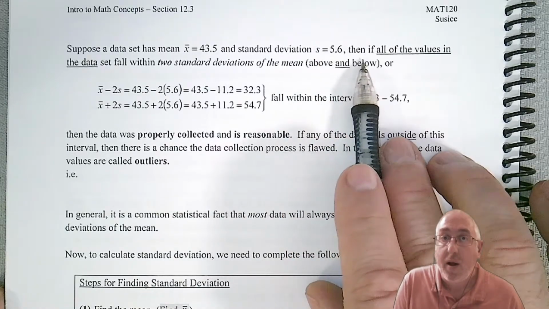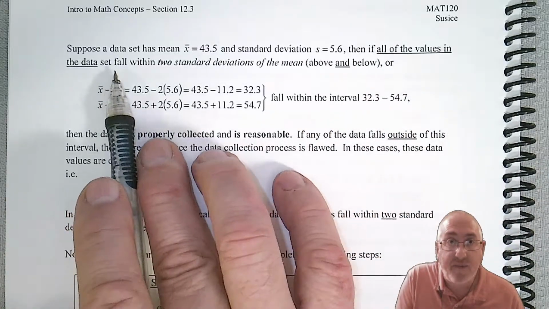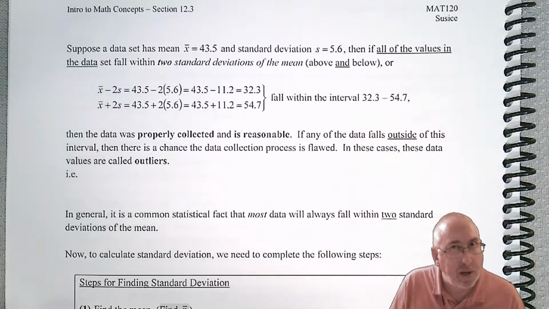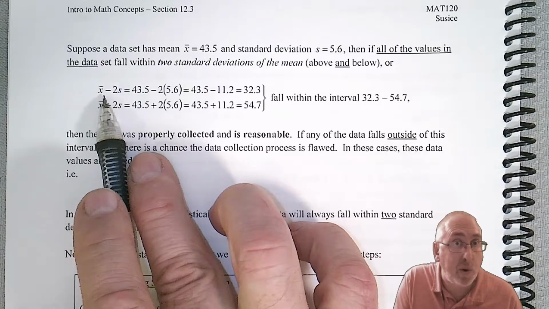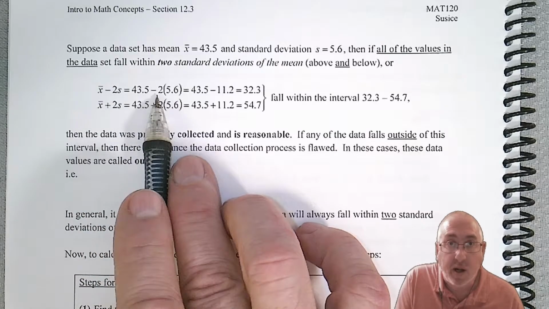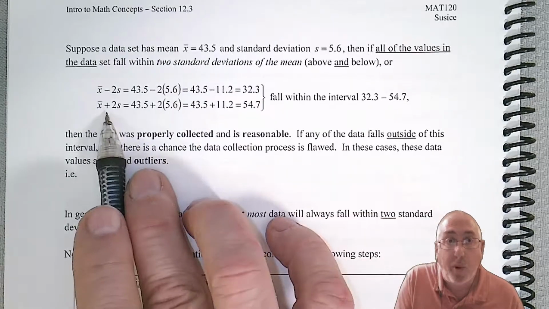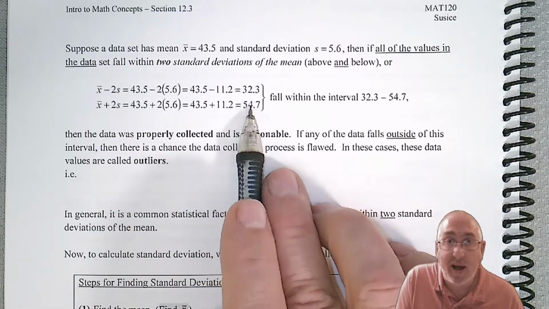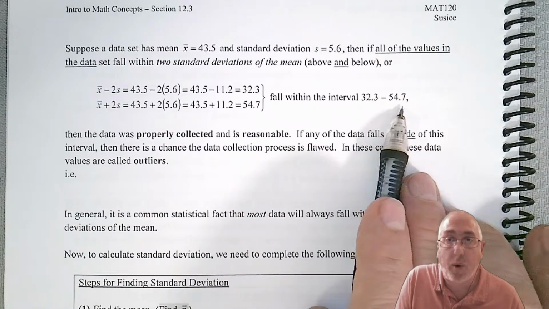So if we have those two measurements, then if all of the values in the data set fall within 2 standard deviations of the mean above and below, and what do I mean by that? Well, let's do some math real quick. If we look below the mean, we want to subtract 2 standard deviations away. So we take our mean and subtract twice the standard deviation and we get 32.3. But when we add 2 standard deviations, we end up getting 54.7. So we're looking at the interval 32.3 to 54.7.